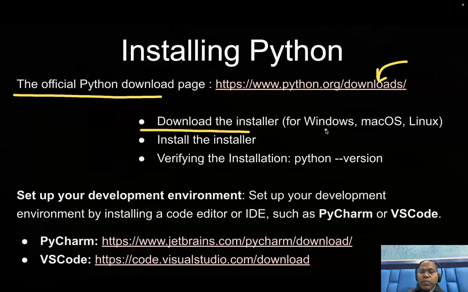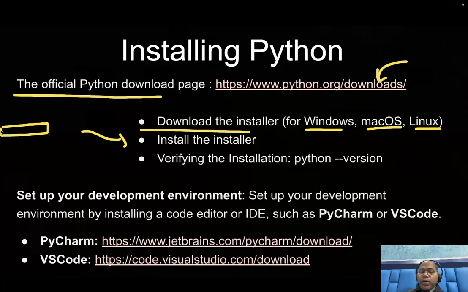If your machine or laptop is Windows, you can download for Windows; for macOS, download the Mac version; and for Linux, the Linux version, and just install it. Once installed, you can specify the path where the installation happens, and verify that Python is installed by running this command. Open the command line terminal and check python --version, or python3 --version, to see whether it is installed or not.